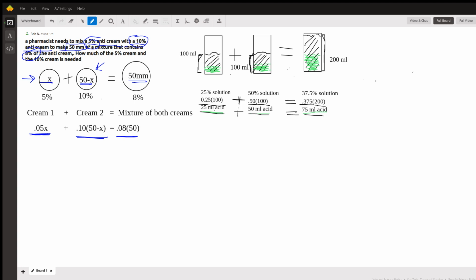Now again, I'm going to skip, like I said before, the algebra here. I assume at this point you know how to solve for X. When we do the work, we're going to get X equals 20.